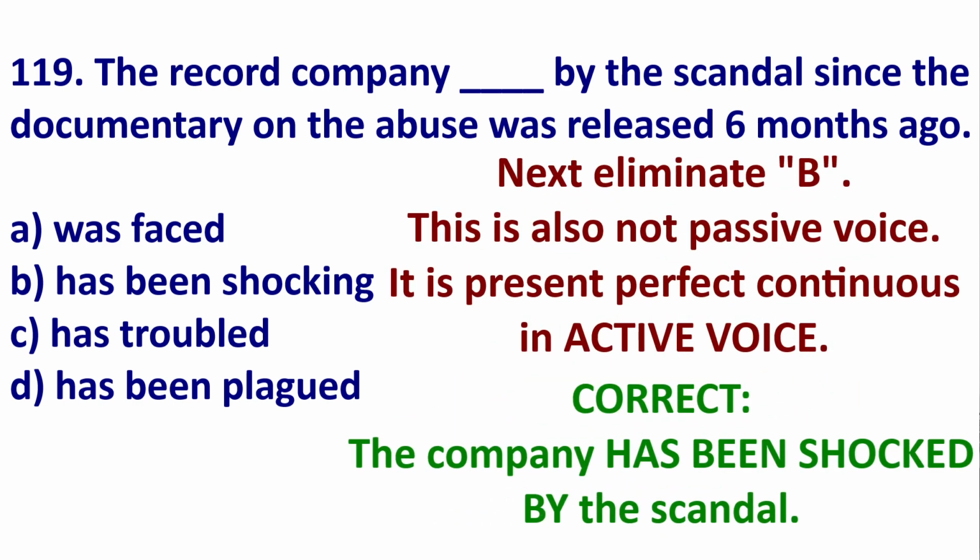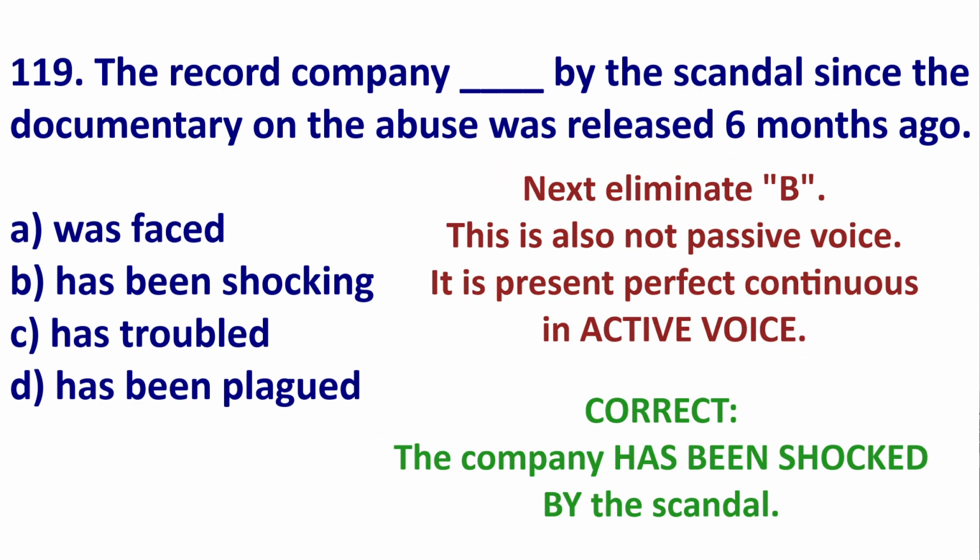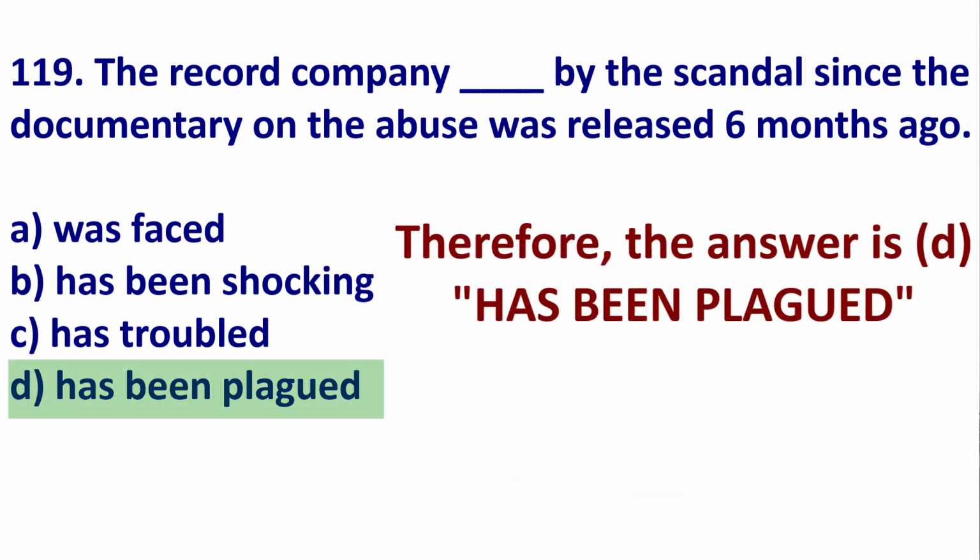Next, eliminate B, has been shocking. We have a be verb in has been, but we don't have a past participle verb. If it says has been shocked, that would be passive. Has been shocking is not passive voice because it is not ed. It is just active. So the answer is D.